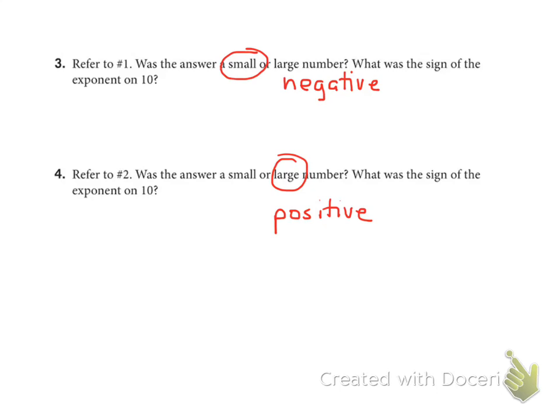So when a number is in scientific notation, if the exponent on the 10 is negative, then you have a very small number. If the exponent is positive, then you have a very large number.